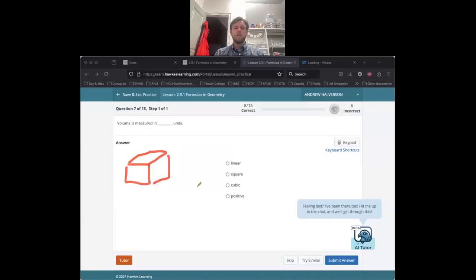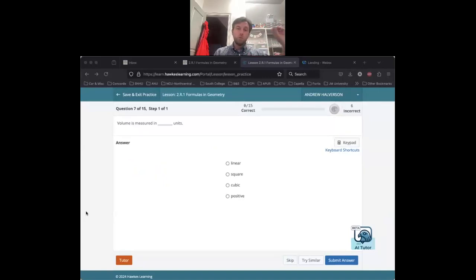So that's how they do it. It looks like a cube. Volume is measured in cubic units, just to give you a heads up. So one dimension, just straight units; two dimensions, squared units; three dimensions, cubed units.